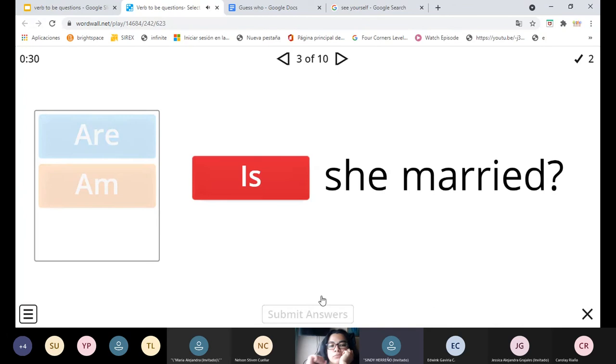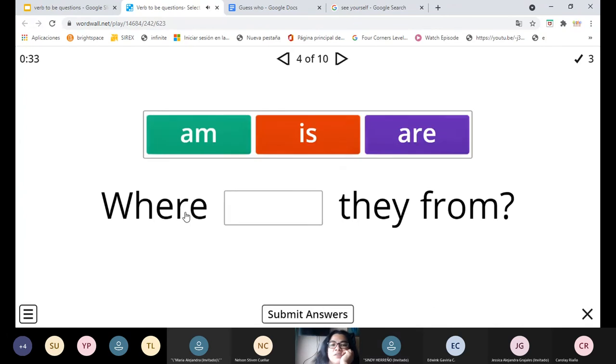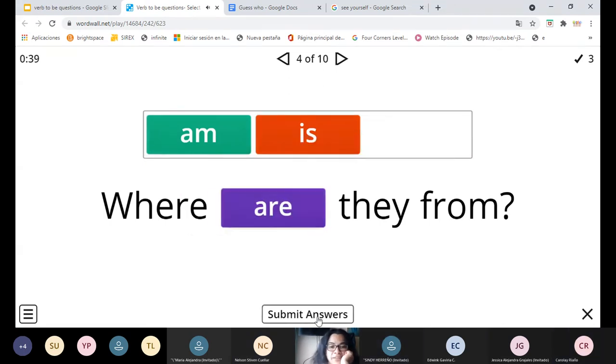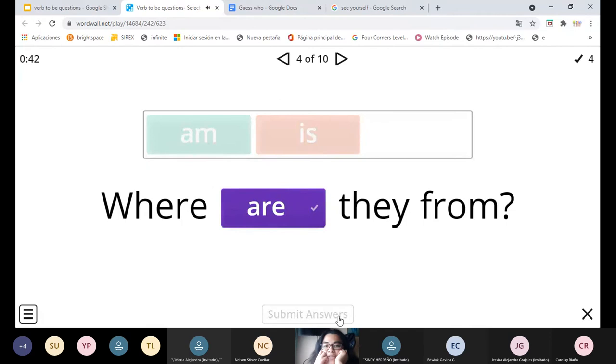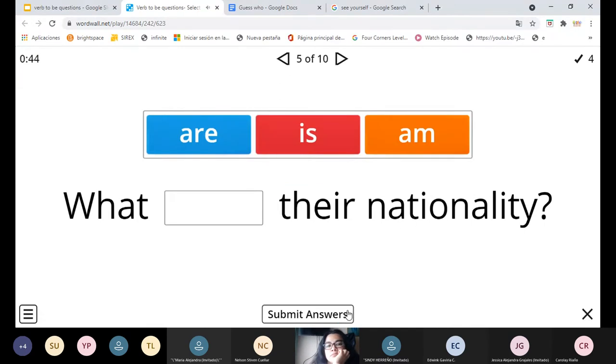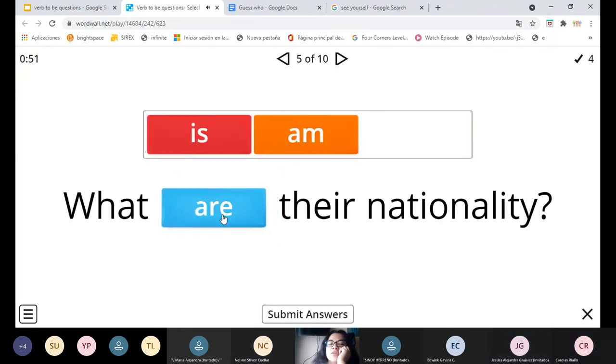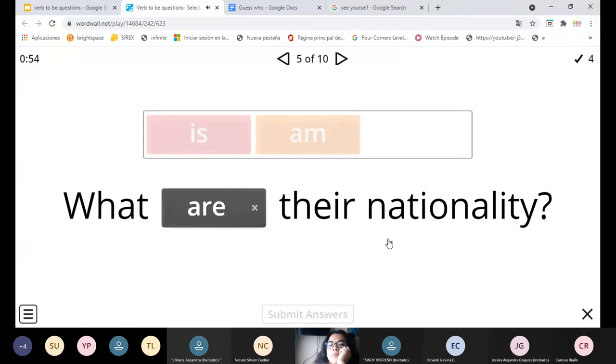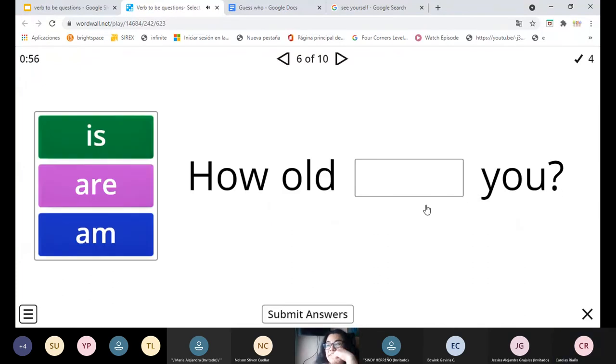Is she married? Yes, good. That's right. Excellent. And what about number four? Where are they from? That's right. What about the next one? What are their nationality? Vos no van a leer, pero yo no diría que es are. Look. What is? Because it's their nationality. Si dijera their nationalities, ahí sí no serviría. Pero como dice nationality, solo es una. We can only use is.